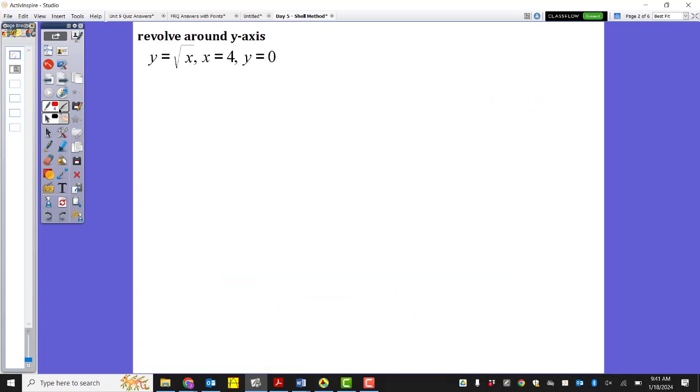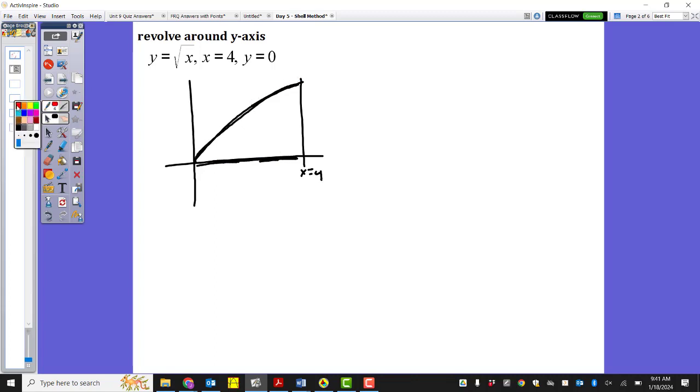So let's look at our problem. For this one, we have square root of x, x equals 4, and y equals 0, revolving around the y-axis. So that's just the shape we just had. x equals 4, y equals 0 is this right here, and here's our square root function. So let's draw our one slice. There's our one slice. We'll revolve it.